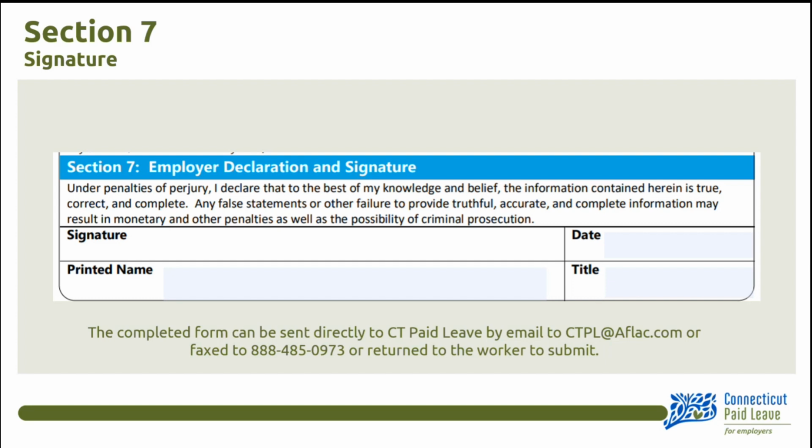Once the form is complete, you may submit the form to Connecticut Paid Leave's Claims Administrator via email or fax using the addresses included on the form, or you may return the completed form to your worker to submit.